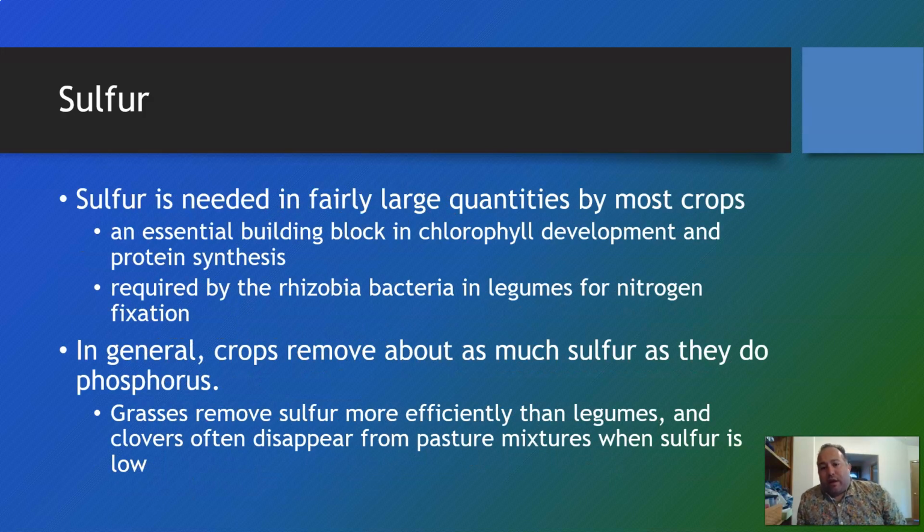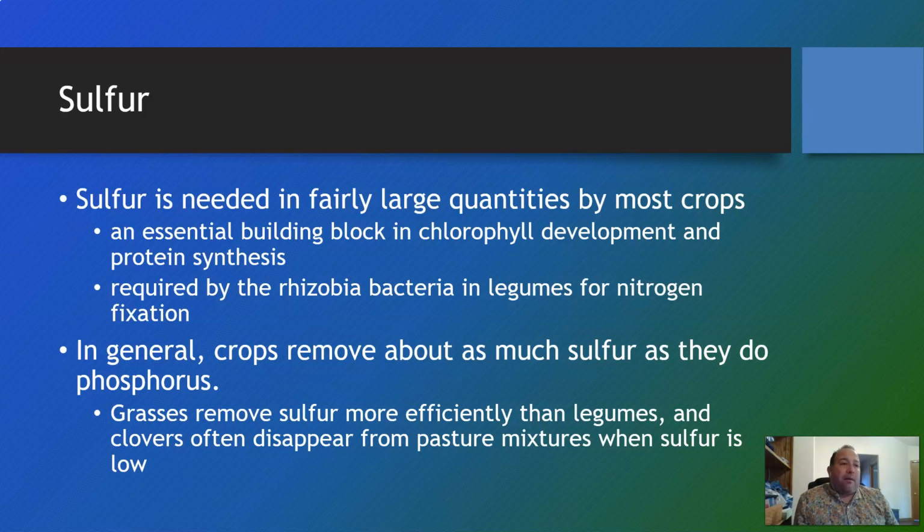In terms of crops, sulfur is needed in fairly large quantities because it's an essential building block in chlorophyll, similar to magnesium, and also in protein synthesis. Sulfur is required by the rhizobia bacteria in legumes, so they can do their nitrogen fixation, turning atmospheric nitrogen into usable ammonia within the soil. But in general, crops remove about as much sulfur as they do phosphorus.